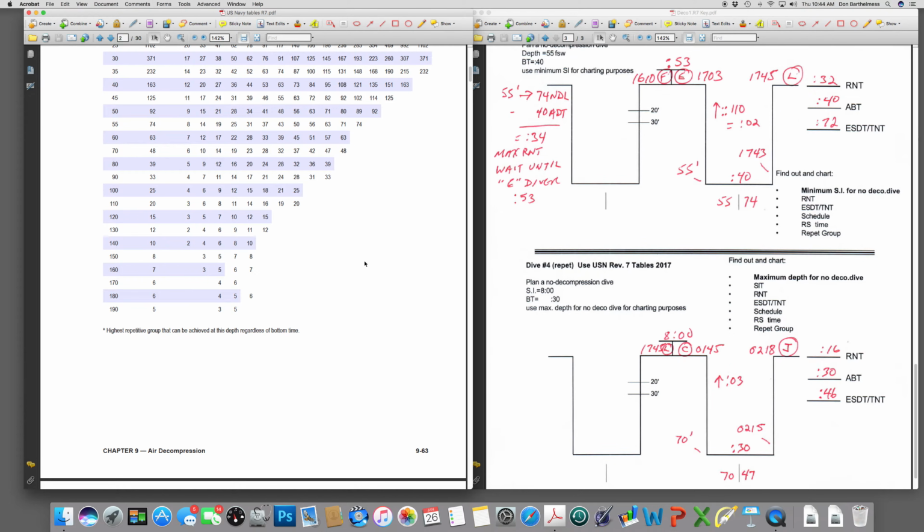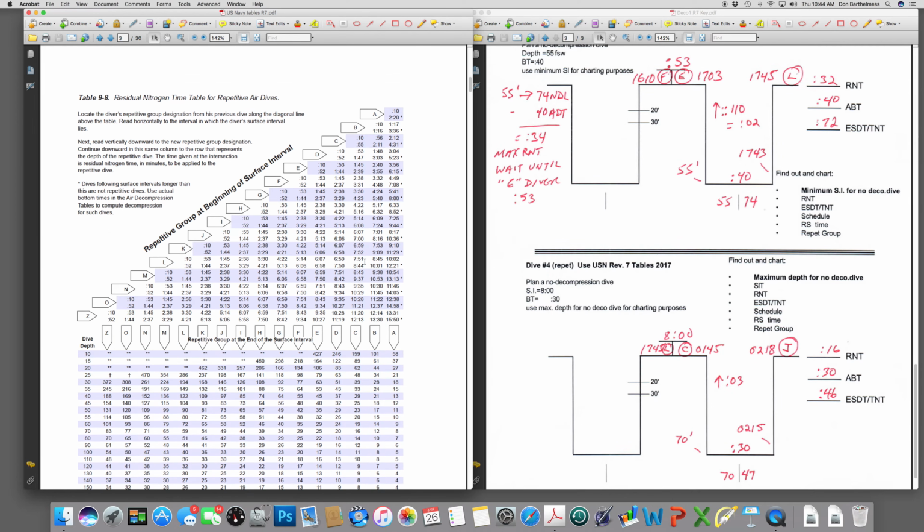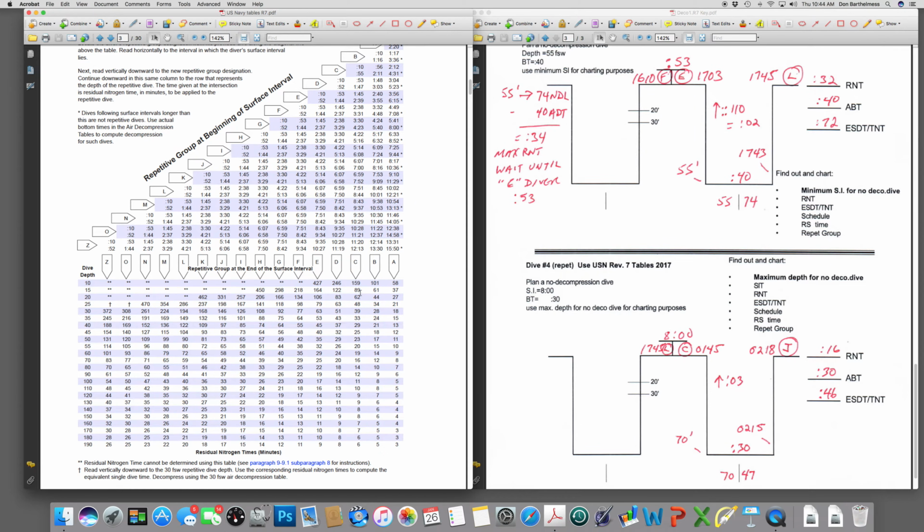So let's take a look at the C diver going to 60 feet, how much residual nitrogen time they would have, and we're going to do a little addition. 60 feet in the C category here has 19 minutes of residual nitrogen time. 19 plus 30 is 49. It happens to be a lot less than that no decompression limit of 63 minutes that we just looked at. So can I make that dive? Yes, you can. Okay, is 60 the maximum depth though? We don't know. Let's go deeper.